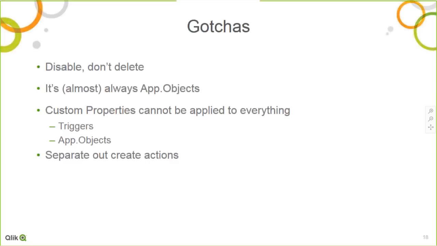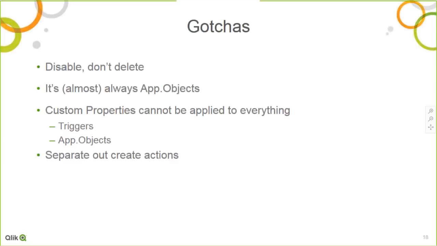It's almost always app objects. App objects are a bit of a pain. So scenarios where users can't publish and replace, but they can publish, that's app objects. If they duplicate an app and don't get the load script, also app objects.